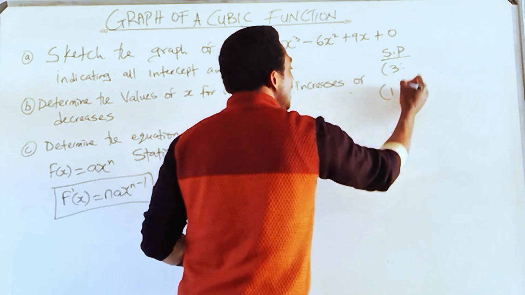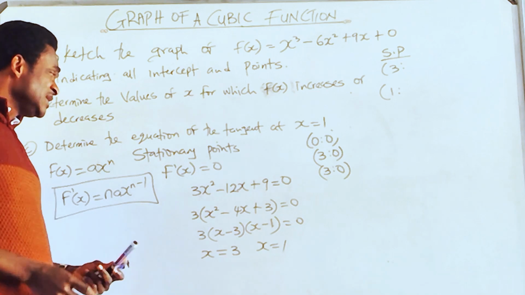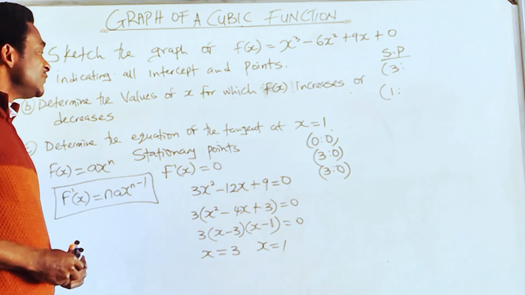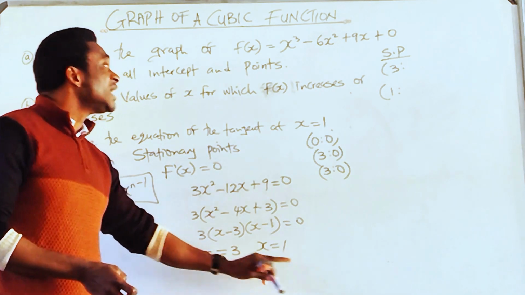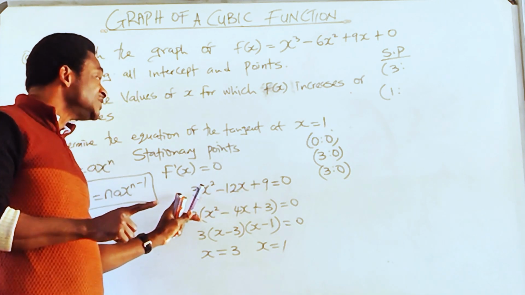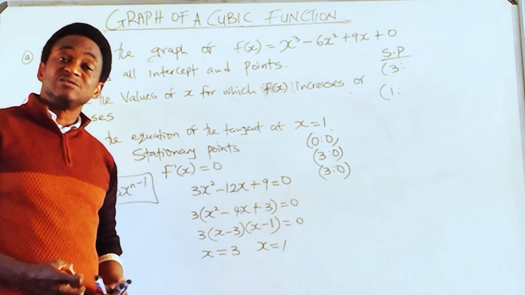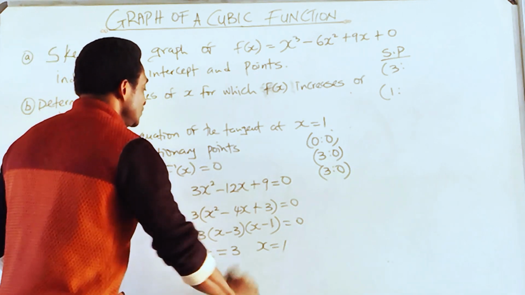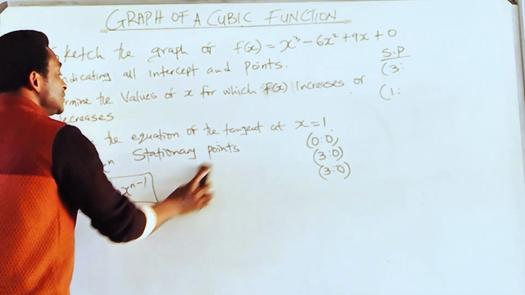I have 3 and 1 as their x values. How do I get the y values? Take these x values and sub them into the original equation. Please be mindful, not into the first derivative equation, but into the original equation, to get the corresponding values of y.